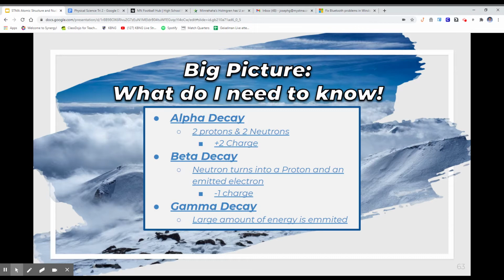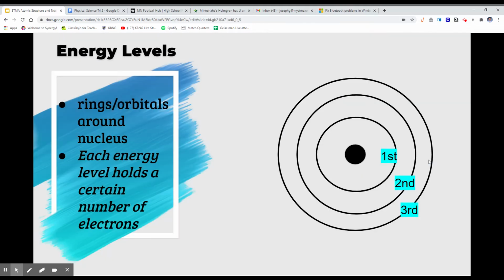And then gamma decay occurs when there's a little bit extra energy inside of that atom, and to be in a more stable state, it will eject that energy out of the atom, and nothing will change about the atomic number, the charge, the protons, neutrons, electrons. Nothing changes except a lot of energy has been just released. That gamma ray has a lot of energy and it can do a lot of damage.